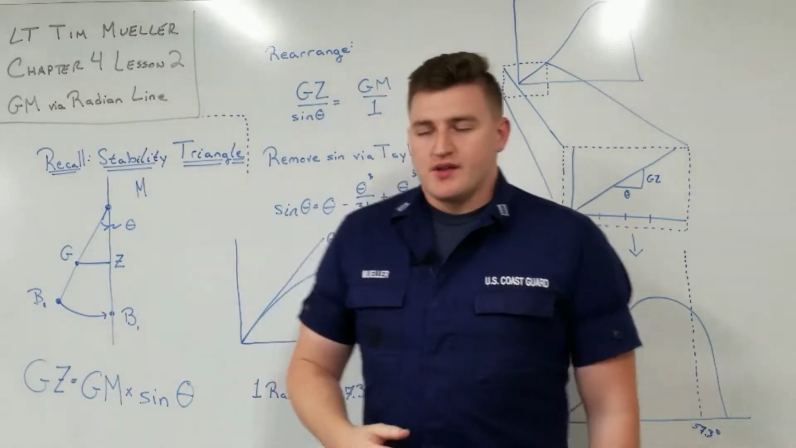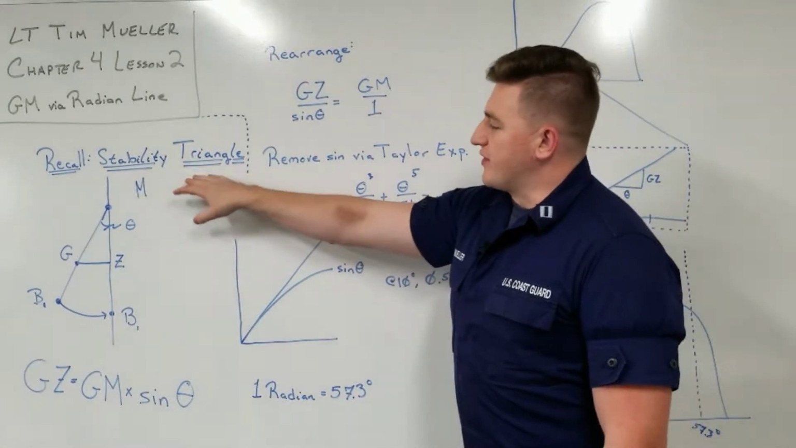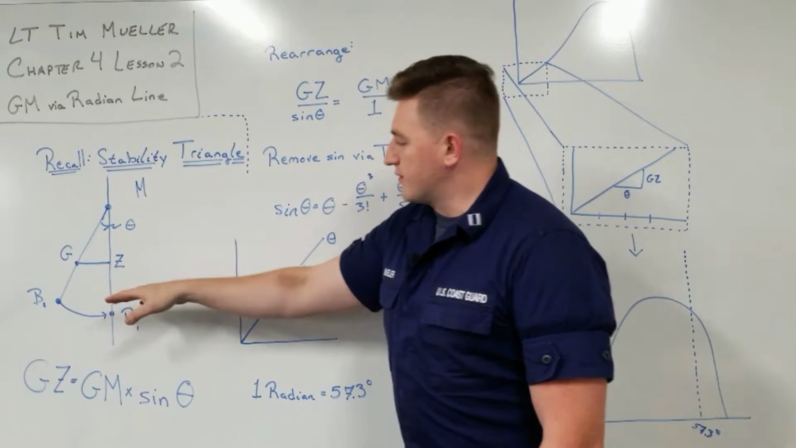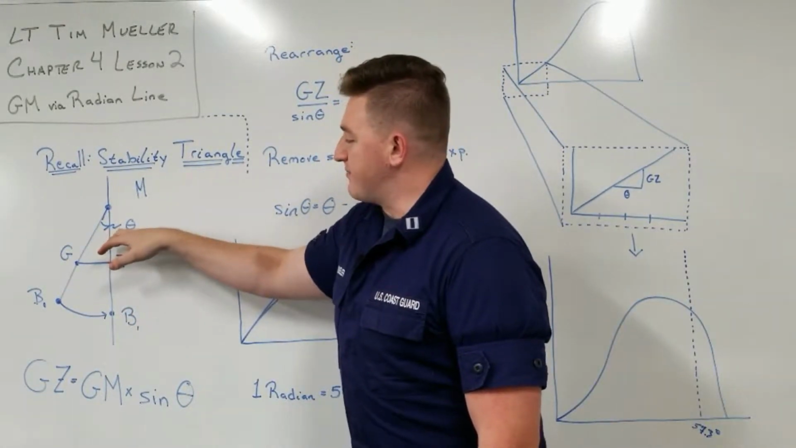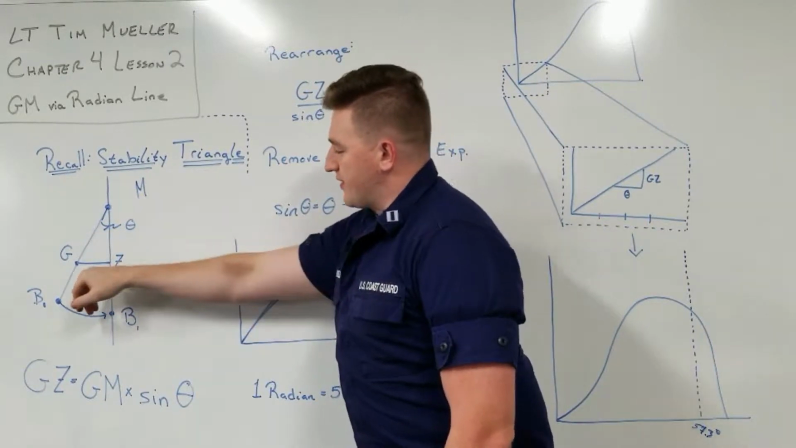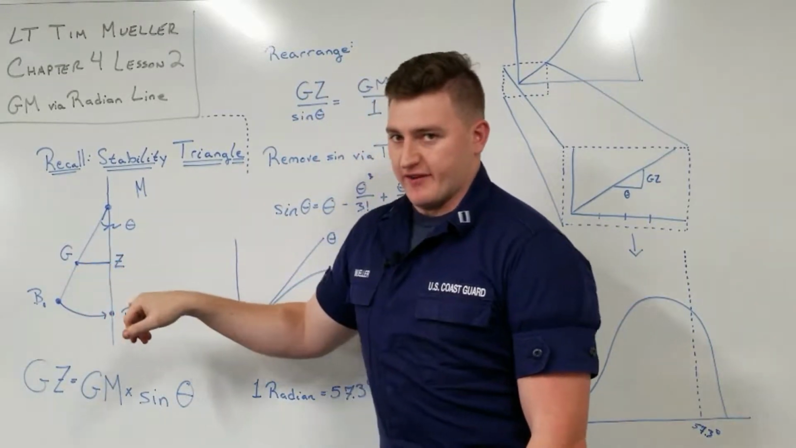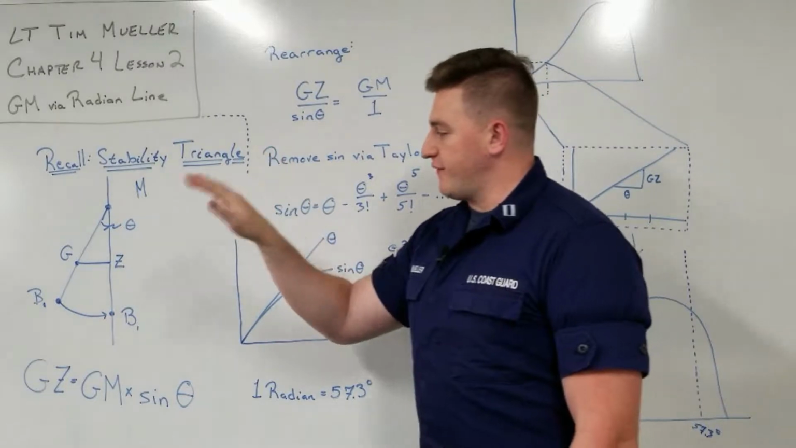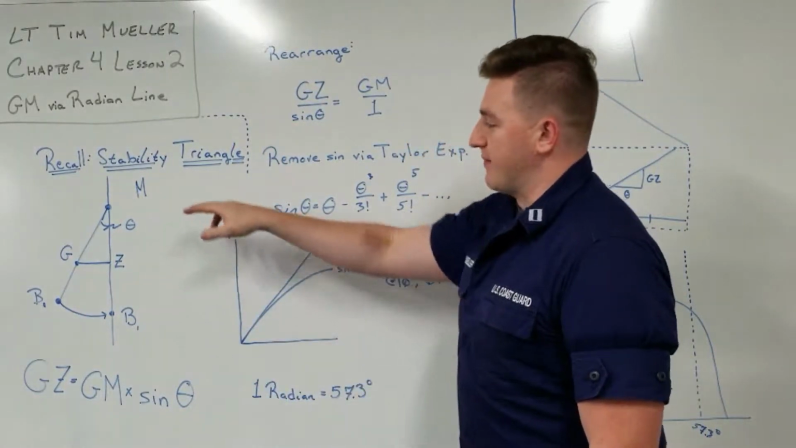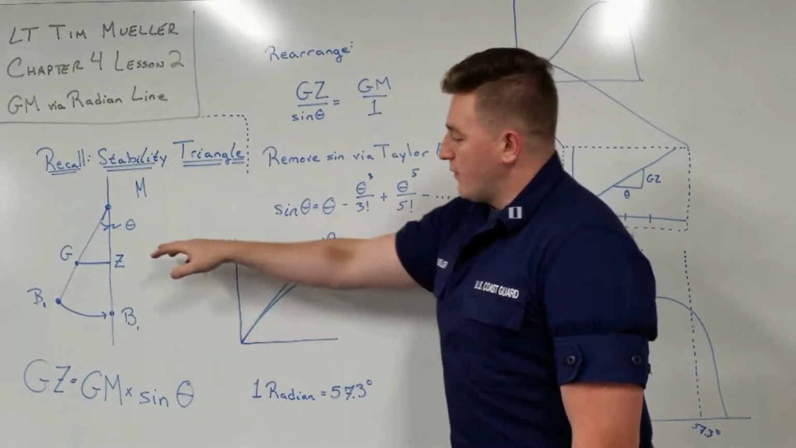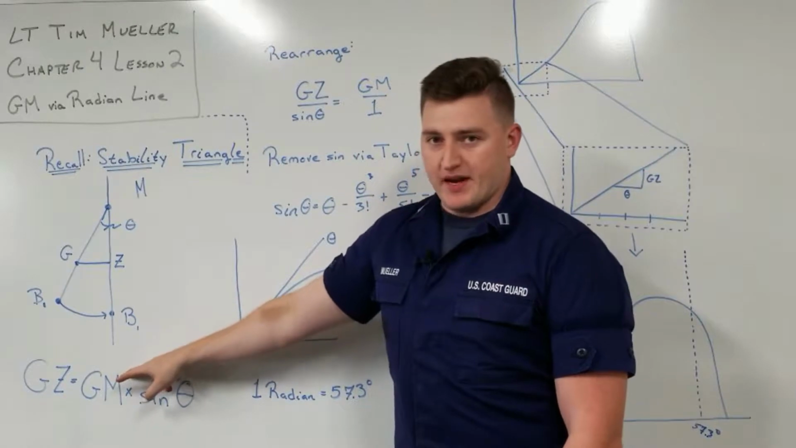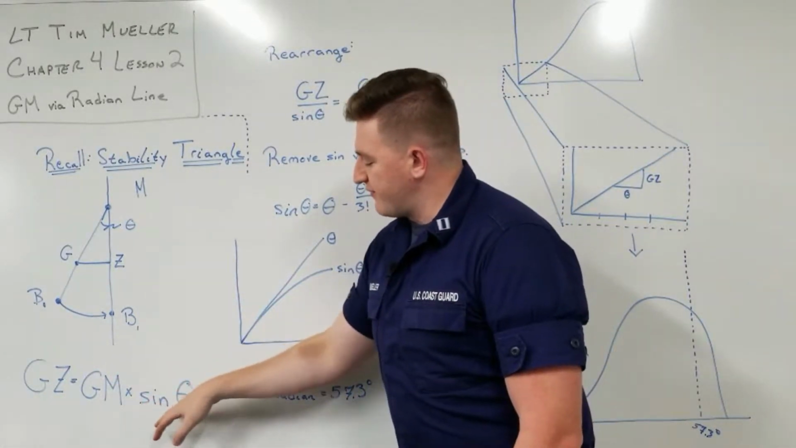So I mentioned before the stability triangle, and we're going to need that right now. We have the ship right here, and it's being inclined over some angle theta. As it's inclined, this GZ, this righting arm, starts to develop. As you incline over further and further, that GZ gets larger to a certain point, and then it starts to diminish as the metacenter moves along. We learned that the GZ, the righting arm, equals GM, the metacentric height, times the sine of theta.